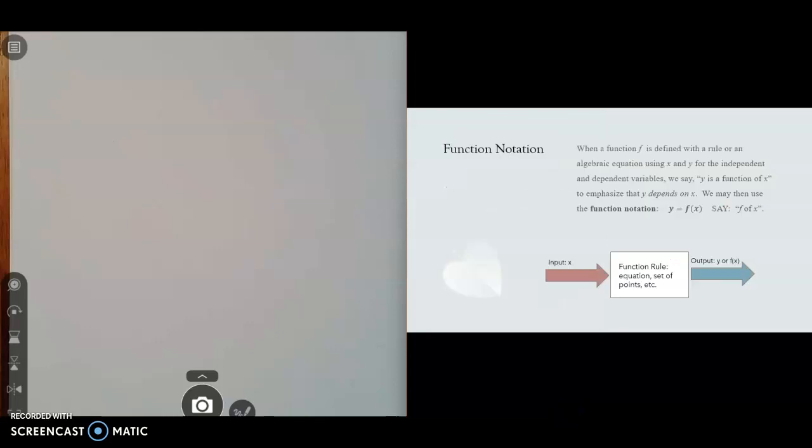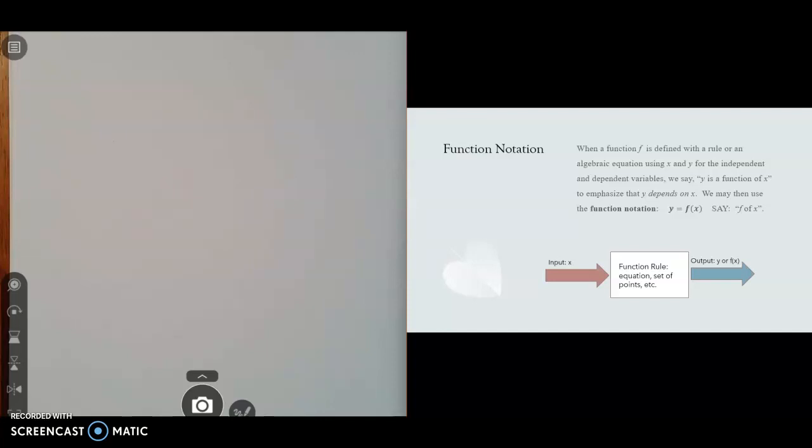So let's talk about function notation for a minute. We've got this function f. It's defined with a rule or an algebraic expression. You're going to have some sort of an equation for your function, or maybe some sort of a set of points for your function. You're using x for the independent variable, y for the dependent variable. We say that y is a function of x to emphasize that y is dependent on x. So you can use function notation, and basically what we're going to use is something like an f of x. And sometimes if you have more than one function, you'll have a g of x or an h of x or something like that. They'll use other letters to define different functions. But your y is equal to that function, okay? And that's f of x.